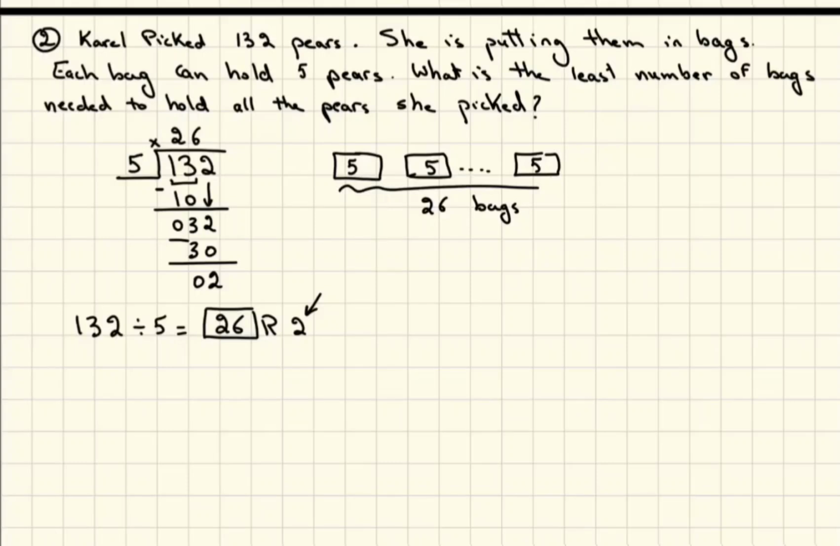So what should I do? I need another bag for this. So plus 1 bag that has 2 pears inside. So in total, we're gonna have 26 plus 1, and we're gonna have 27 bags.